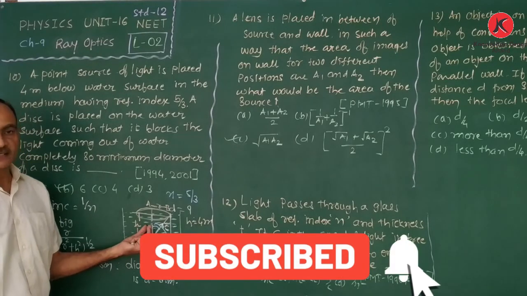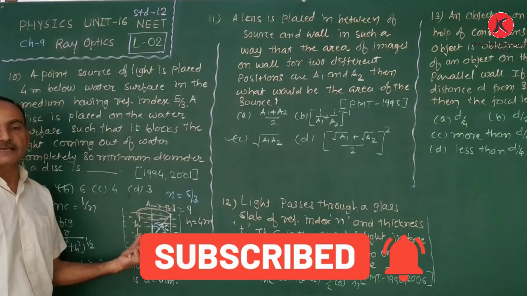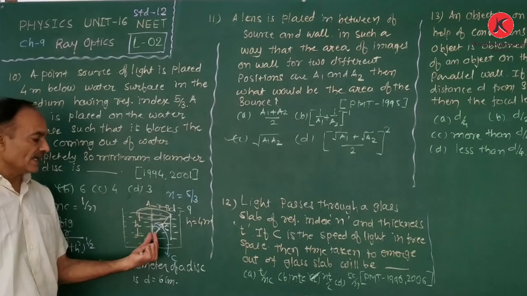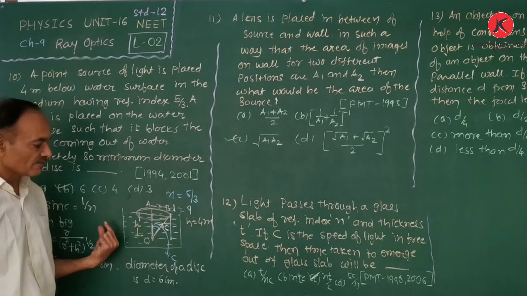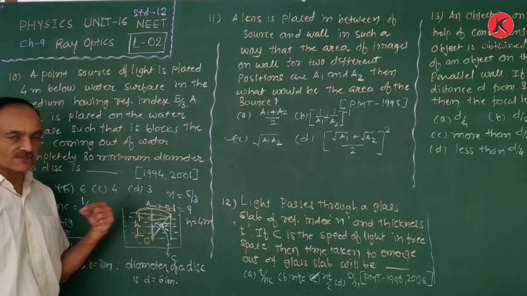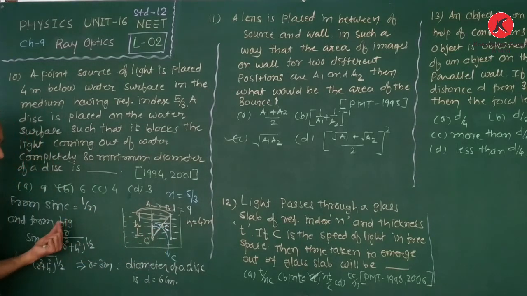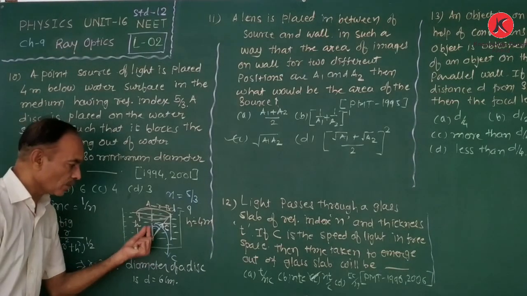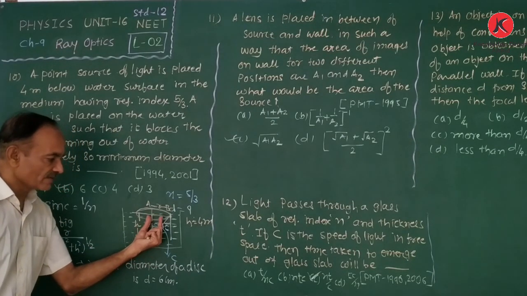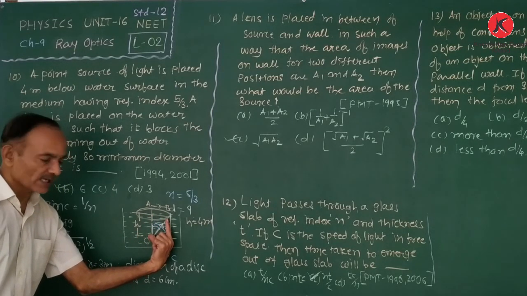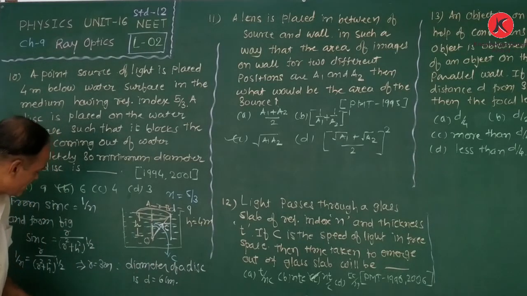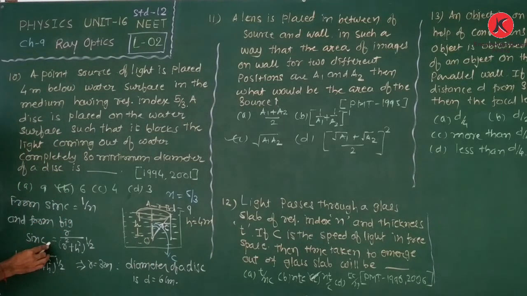Suppose we assume that here the disk blocks the light coming from the source. Therefore, the angle of incidence is C. Therefore, sin C is equal to 1 upon n, where n is the refractive index of water. And also, for this right angle triangle OAB, sin C is equal to opposite AB upon OB, that means the hypotenuse of this right angle triangle. Now comparing these two equations, 1 upon n is equal to R upon (R square plus H square) raised to half.